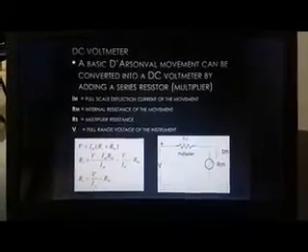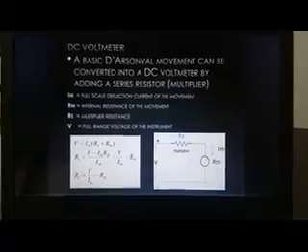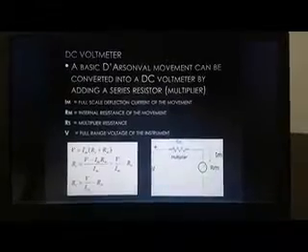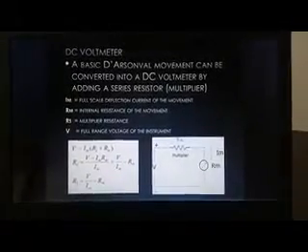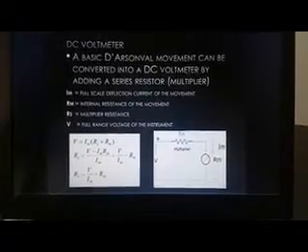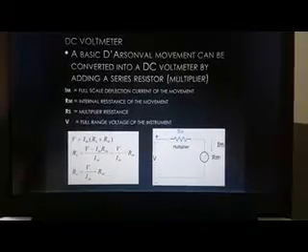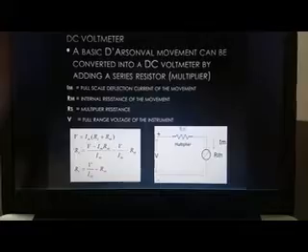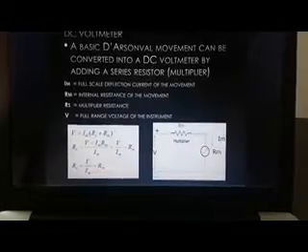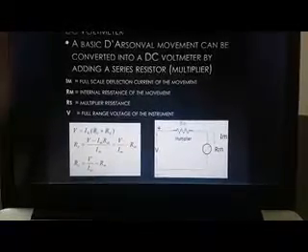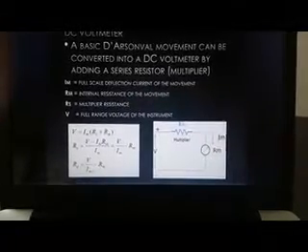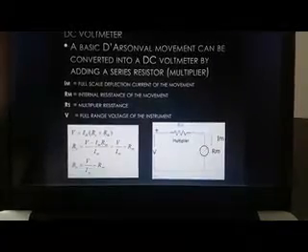The DC voltmeter. A basic D'Arsonval movement can be converted into a DC voltmeter by adding a series resistor, which is a multiplier. V, which is the full range voltage of the instrument, is equal to the full-scale deflection current of the movement multiplied by the sum of the internal resistance of the movement and the multiplier resistance. The multiplier resistance is equal to (V minus Im Rm) over Im, which is also equal to V over Im minus Rm. Rs, the multiplier resistance, is equal to the full range voltage of the instrument over the full-scale deflection current of the movement, minus Rm.